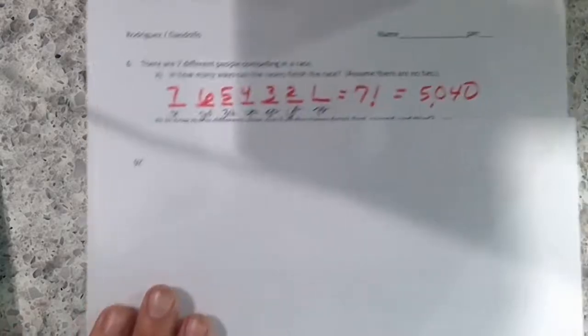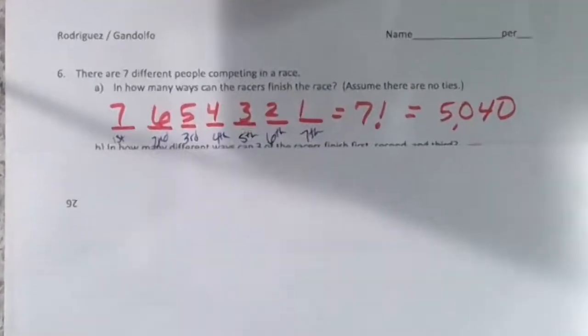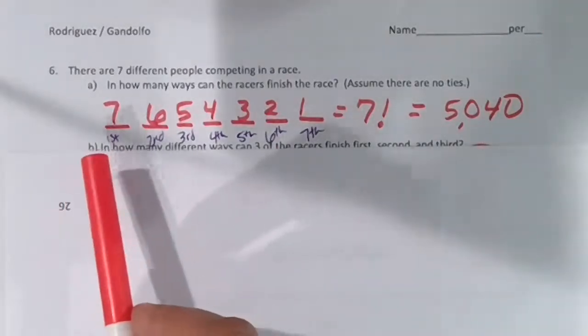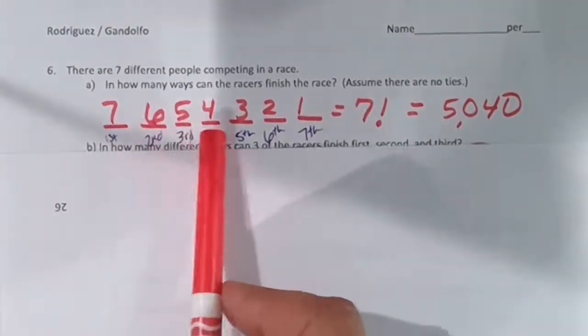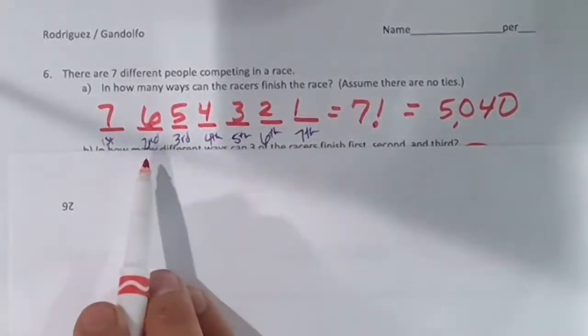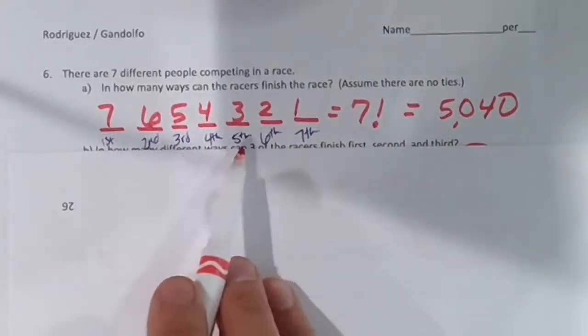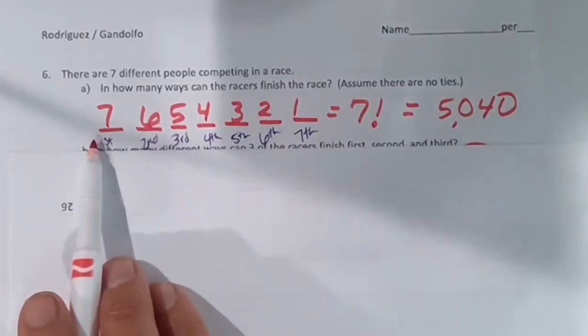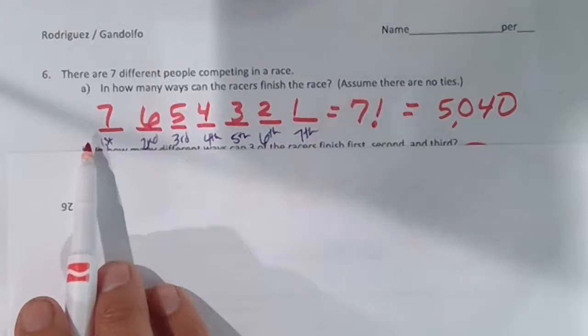Next problem says, there are 7 people competing in a race. How many ways can the racers finish the race? Well, you have 1, 2, 3, 4, 5, 6, 7 spots. You have a first place spot, second place, third, fourth, fifth, sixth, and seventh. If there's 7 racers, then you have 7 choices for that first spot. Somebody won.